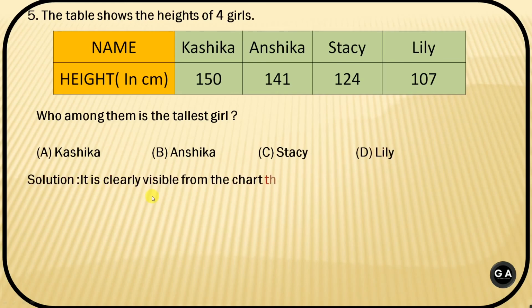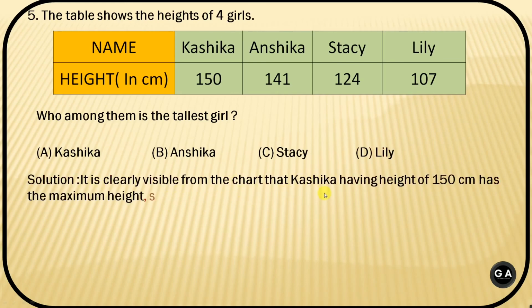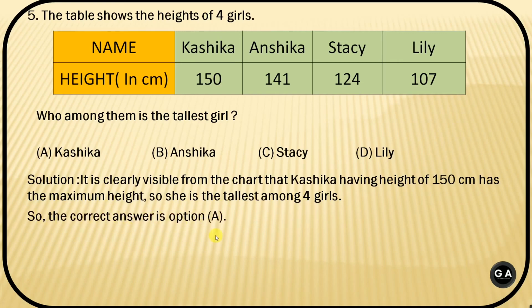Solution: it is clearly visible from the chart that Kashika, having height of 150 cm, has the maximum height, so she is the tallest among 4 girls. So the correct answer is option A.